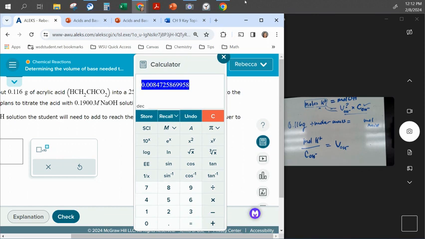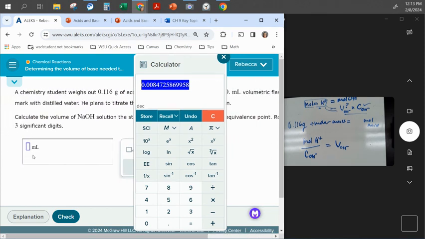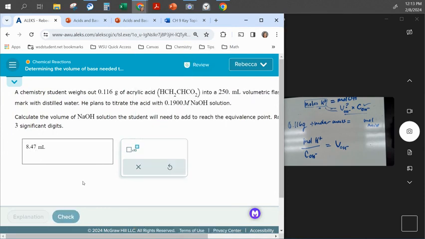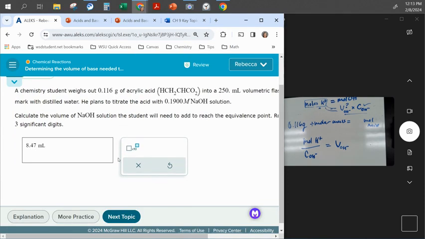And then we have to convert to milliliters, so times 1,000. This one will be 8.47. I need 3 significant digits: 8.47. Okay. So this one's not too tricky if you know what you're doing, if you can figure it out.